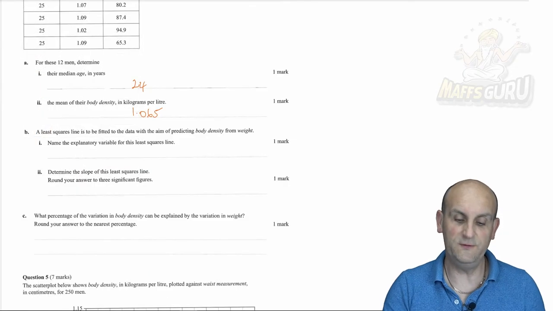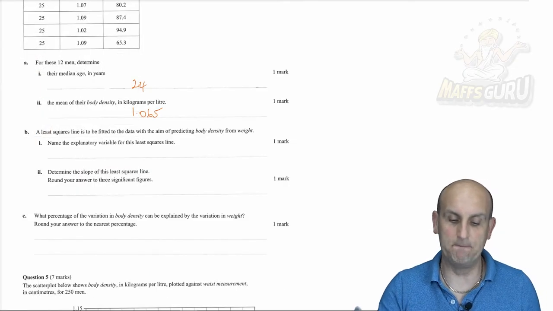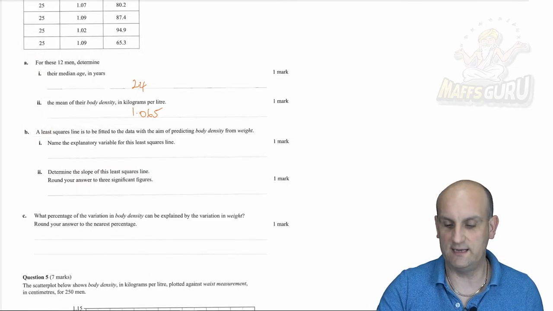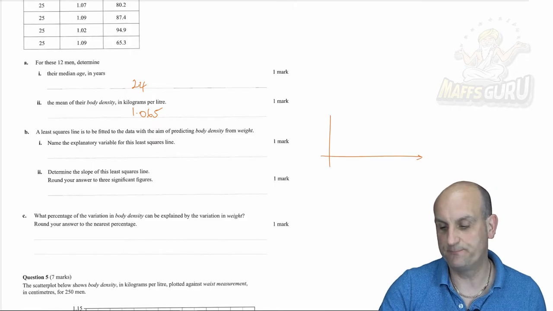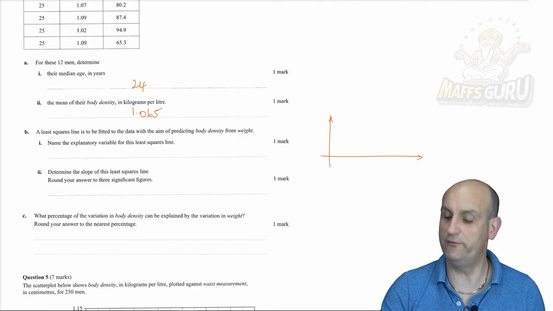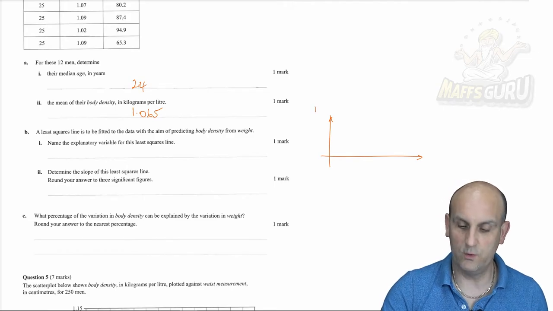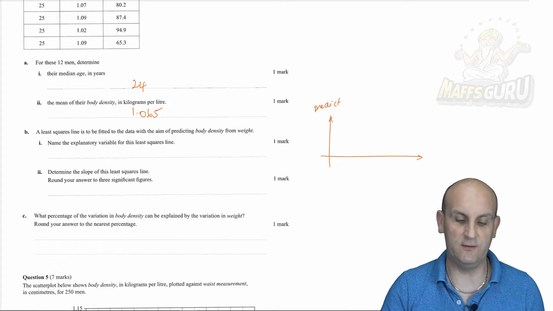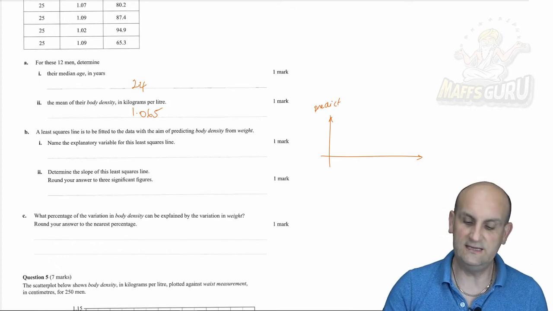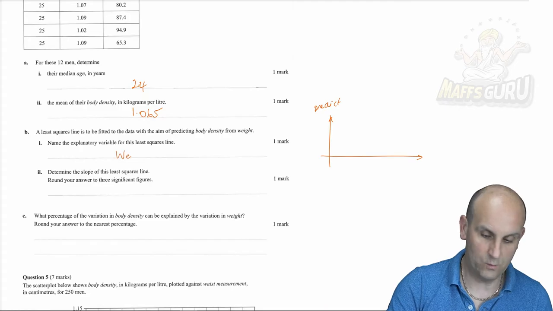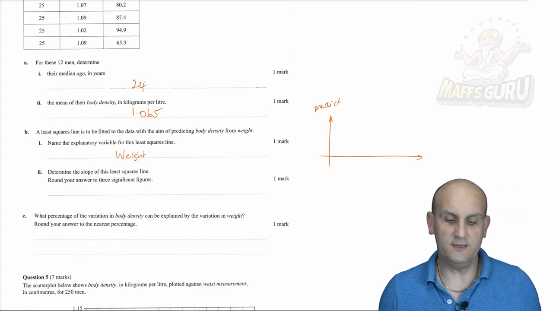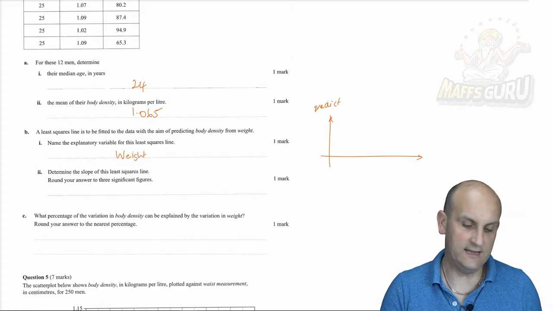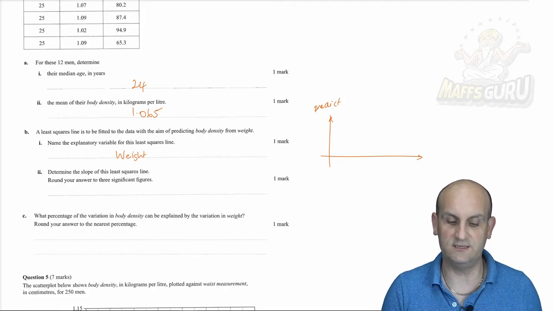A least squares line is to be fitted to the data with the aim of predicting body density from weight. Now again, when you're predicting, the one that goes on the vertical axis, which is the response variable, is always the one that you want to predict. The one on the bottom is the explanatory variable. So name the explanatory variable for the least squares line. It was weight. Determine the slope of this least squares line and round your answer to three significant figures.